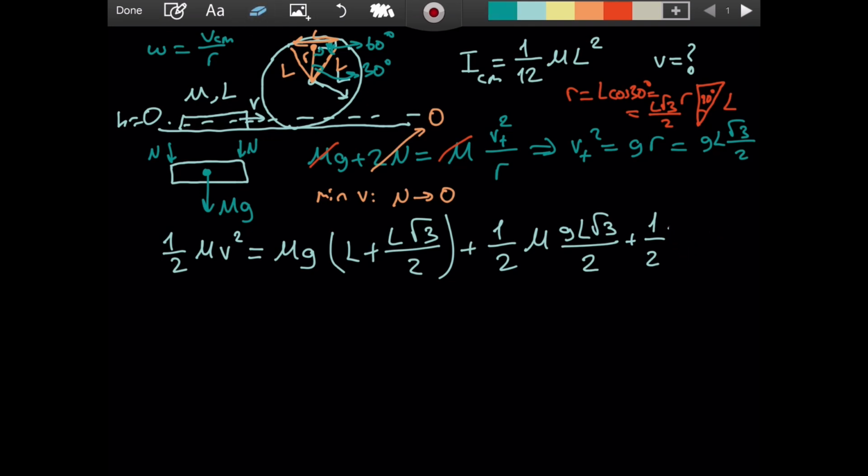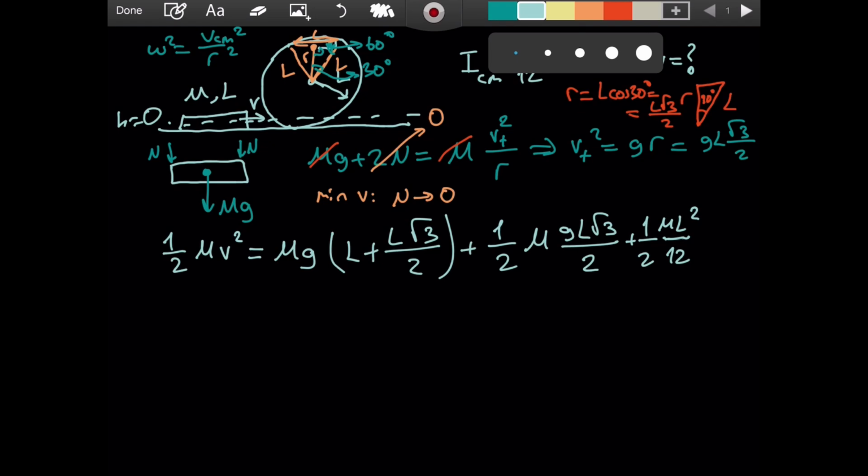We will have I center of mass. We have 1 over 2 I center of mass, this quantity, which is 1 over 12 mL squared, times omega squared, so we will square this part. We have omega squared, v center of mass squared over r squared. What is v center of mass squared? It is going to be the speed at the top squared, this part. It is gL square root of 3 over 2.